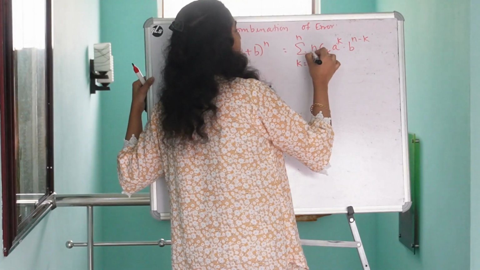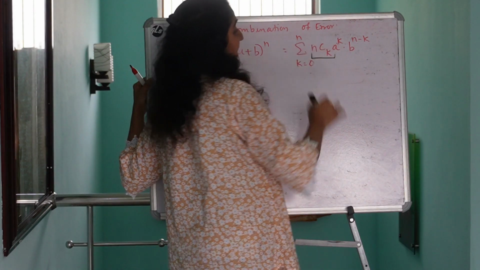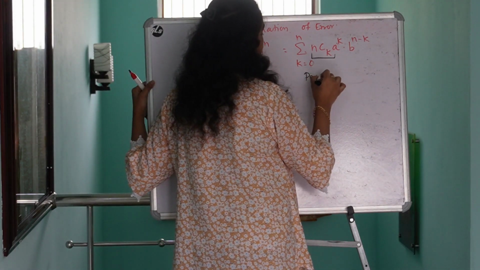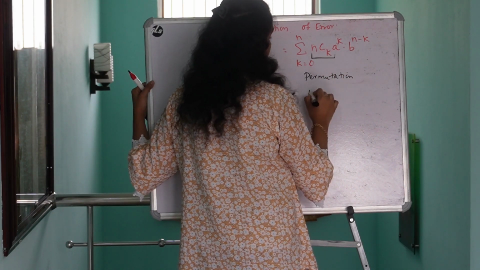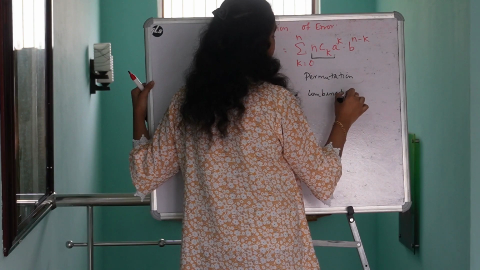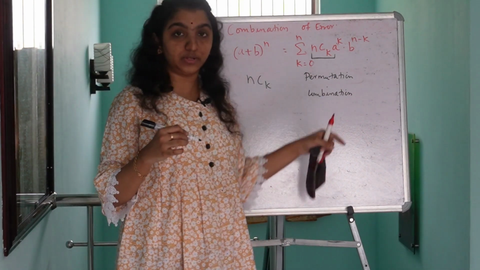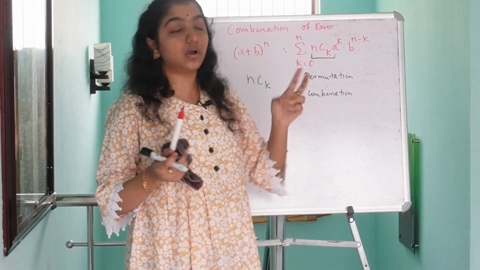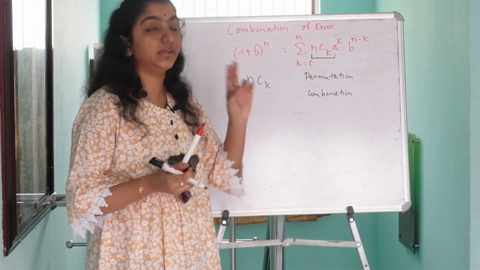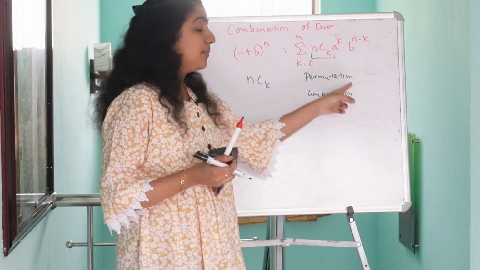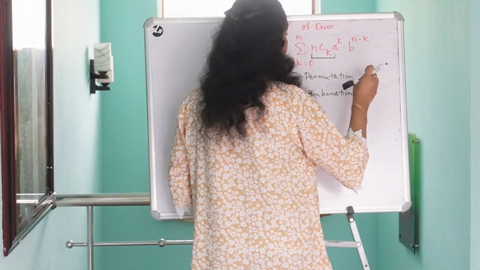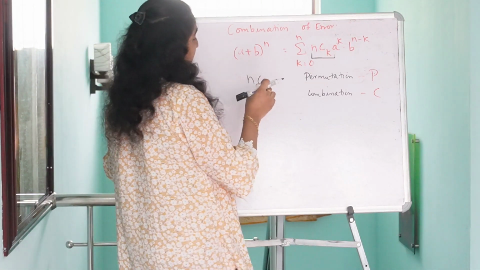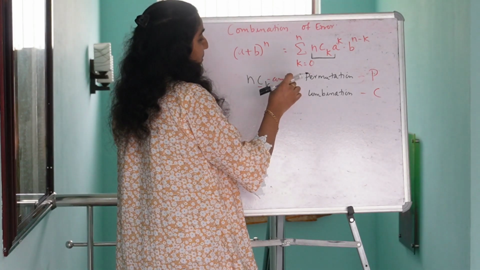Now at least some of you might be thinking, what is this nCk? Again, in maths we have two concepts called permutation and combination. We'll discuss permutation and combination in detail when we deal with that chapter in the maths paper. For the time being, just understand that for representing permutation we use the letter P, and for representing combination we use the letter C. So here we are representing combination.